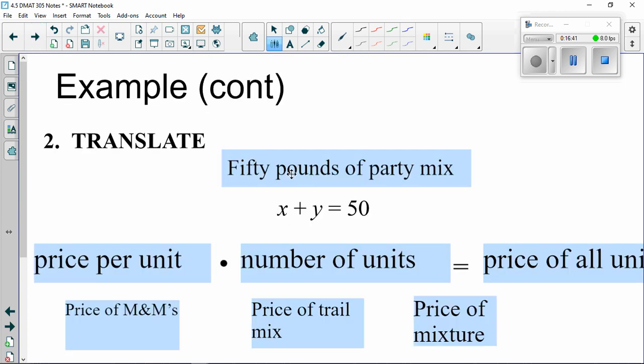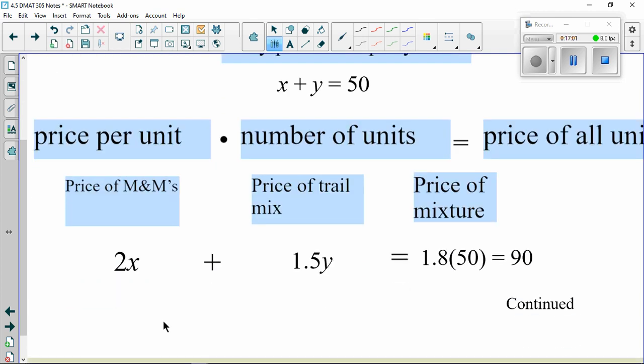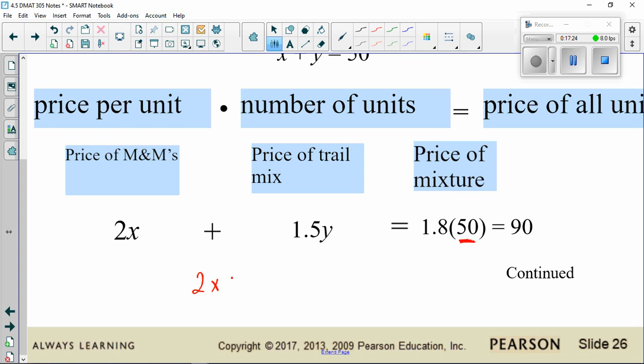You can use whatever variable you want that makes sense to you. We are going to need 50 pounds of party mix. So we know however many pounds of M&Ms plus however many pounds of trail mix has to equal 50 pounds. So the price of M&Ms plus the price of trail mix equals the price of the mixture. We've got 2 times M&Ms, because $2 per pound, 1.50 per pound of trail mix, and we're going to charge $1.80, but we know we're going to need 50 pounds. So that's where this comes in, which is equal to 90. So what you wind up having is 2x plus 1.50y equals 90.